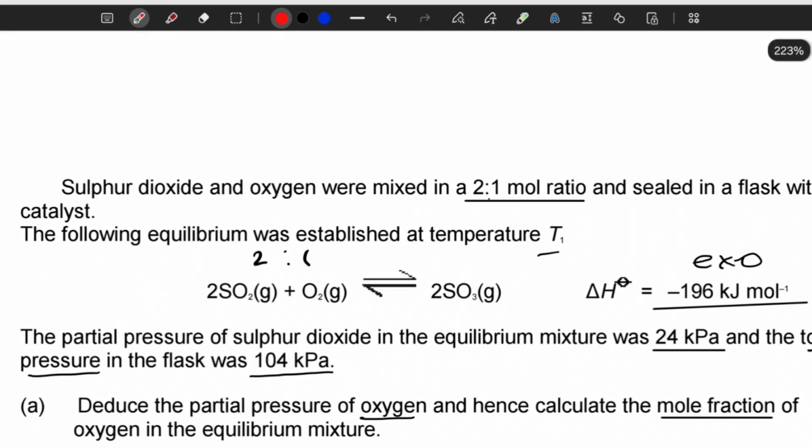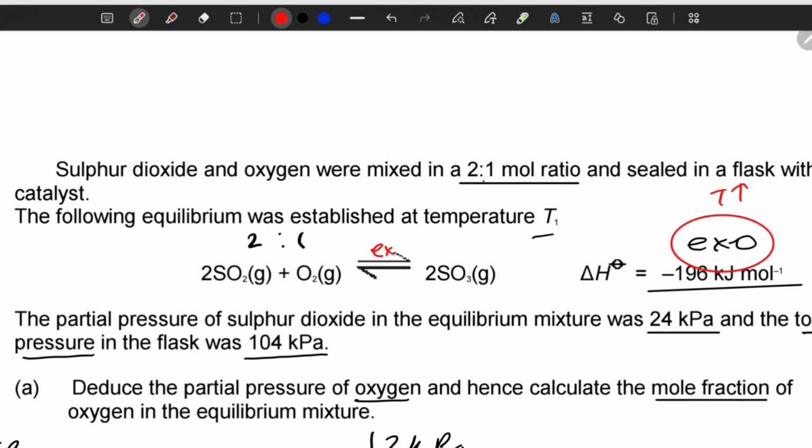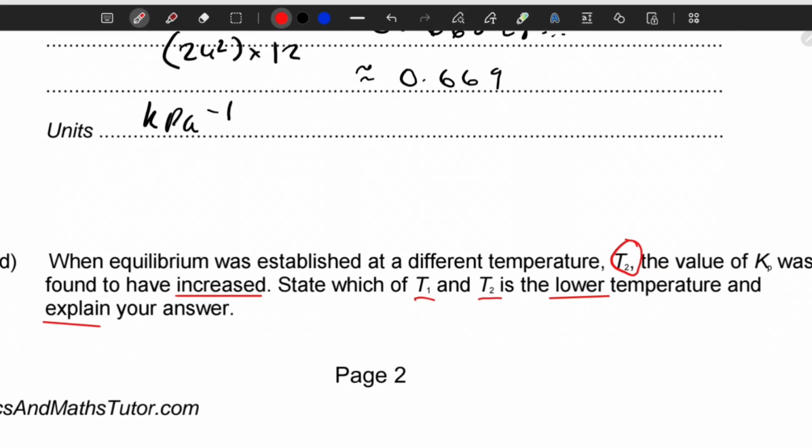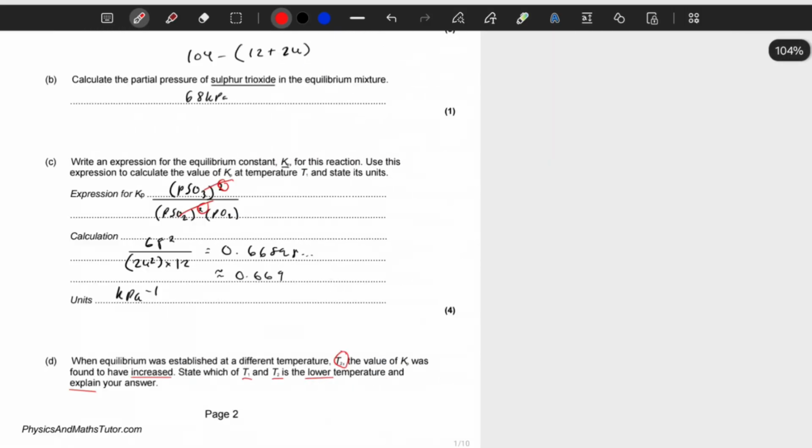Okay, so let's look here. Like I said at the beginning, this whole reaction is exothermic. If the forward reaction is exothermic, an increase in temperature means the equilibrium would move to oppose this increase in temperature. So it would move that way to create more reactants. Therefore, Kp does not increase. Therefore, it must be T2 that has the lower temperature because it increases Kp.